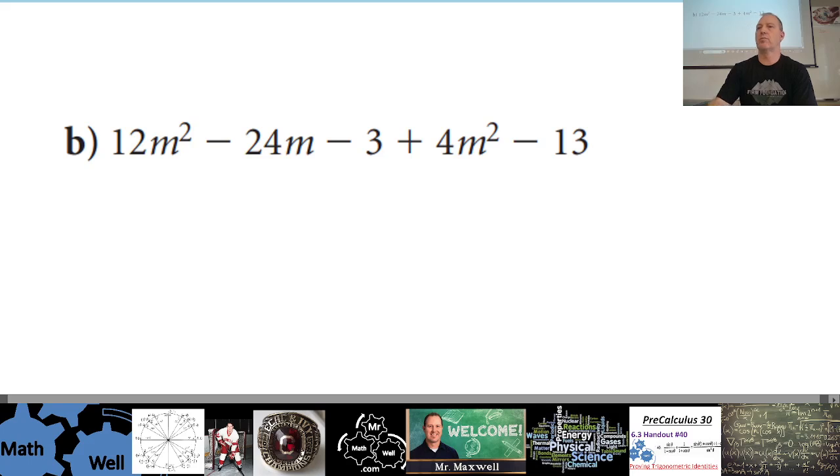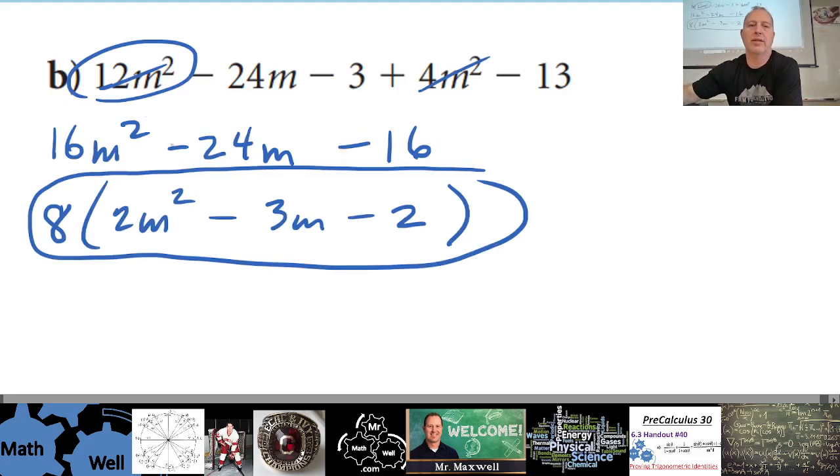Let me see your factored expression. All right, so first of all, 12m squared plus 4m squared is 16m squared. There is no other m term, so you just rewrite that. And then these two get combined, so that's negative 16 when you add those up.